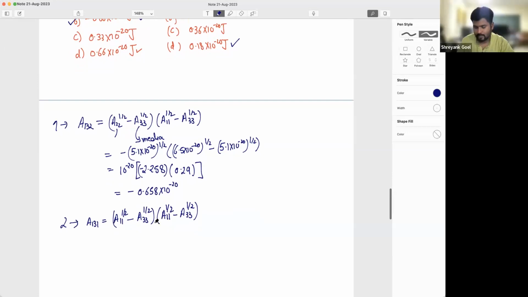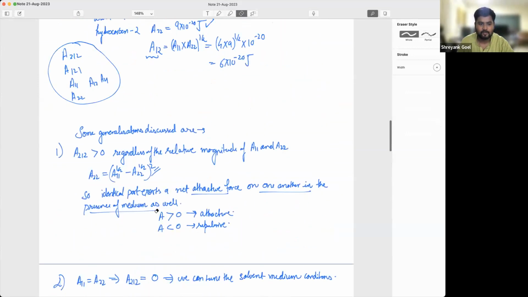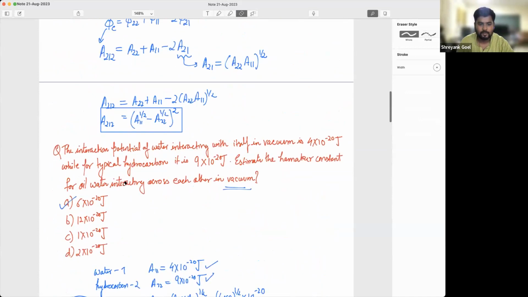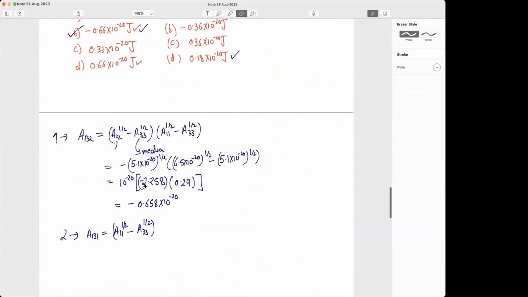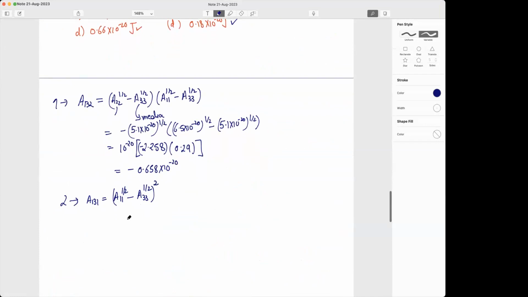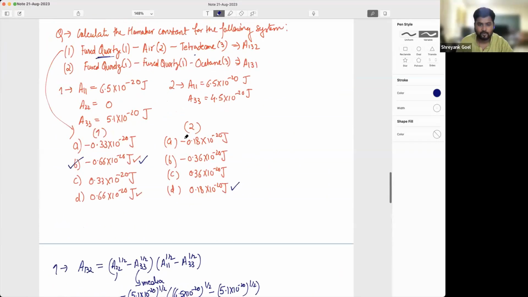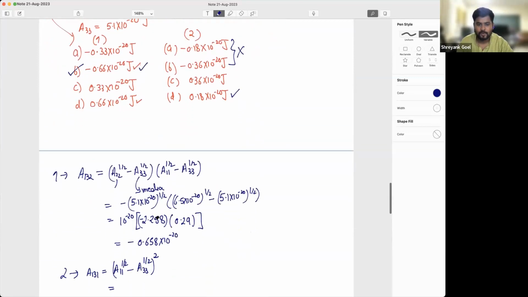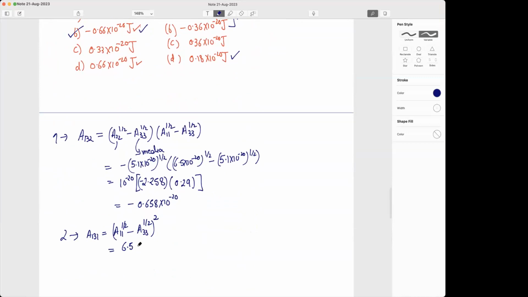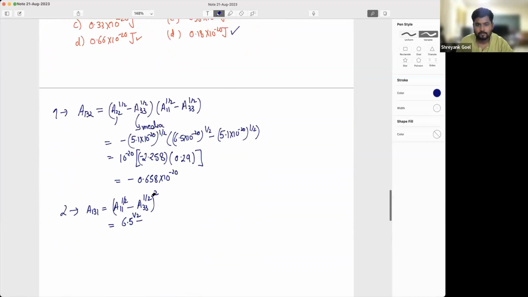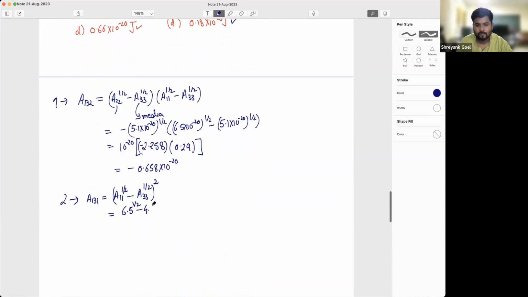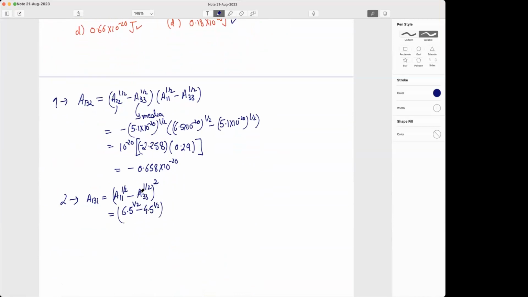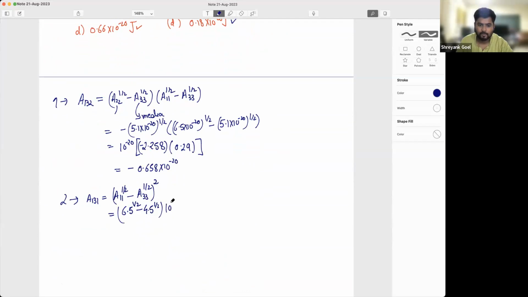It's like one-to-one interaction, so it should be positive. These two answers cannot be possible. And A11 is 6.5 into 10 power minus 20, whole power of 1 by 2, minus 4.5, whole power of 1 by 2. So that will become 10 to the minus 10, and square this, so it becomes 10 to the minus 20.